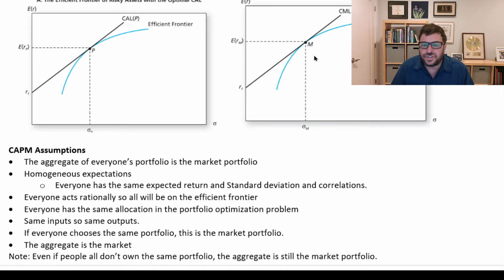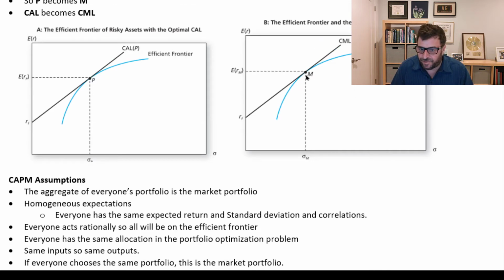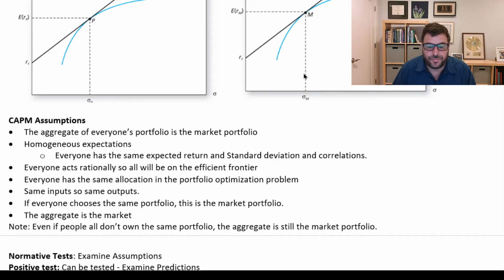The allocations that people choose of all of the many, many assets in the market, the weight of the first asset, the weight of the second asset, the weight of the third asset, and so forth, is what determines corporate size and determines each stock's place in this market portfolio.